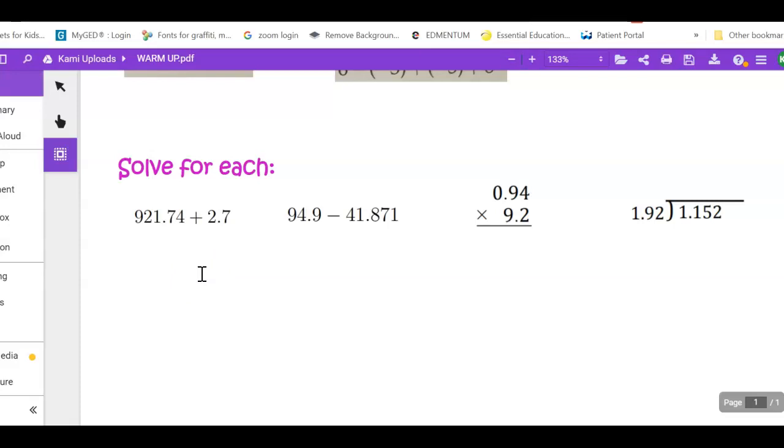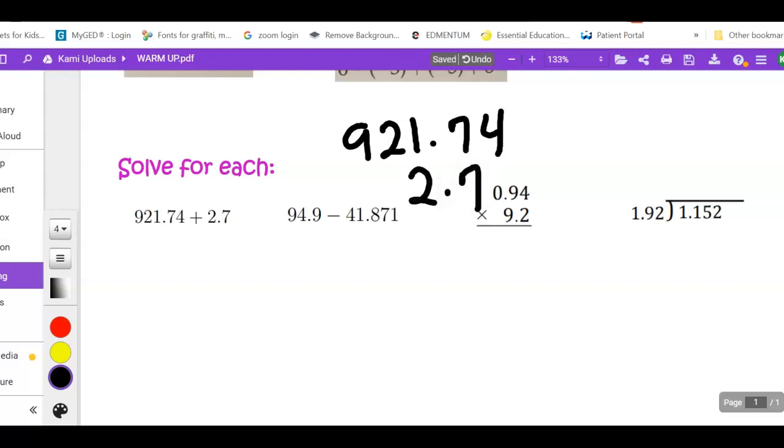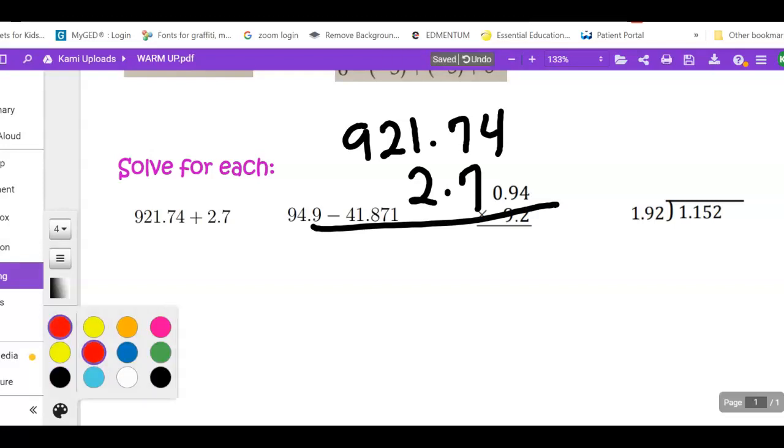Here we go with the first one. Now, when I'm adding decimals, I'm going to first make them vertically. So I have 921.74, and I'm going to line up my decimal. My next number is 2.7. I'm going to line it up like this, 2.7. Makes adding them a lot easier. Now you see all these gaps I created? In order to make things look nice and neat, I can fill gaps in with zeros. And then I'm just going to simply bring my decimal down to where my answer will be.